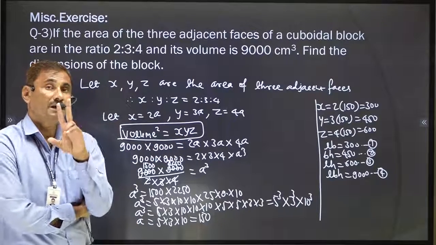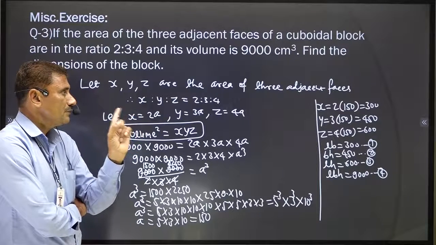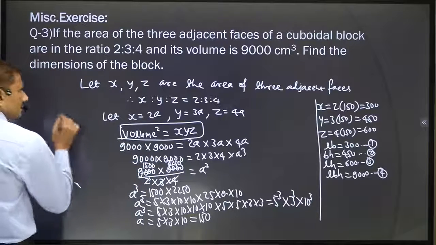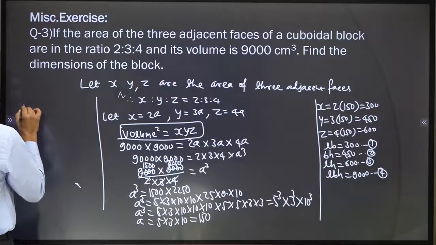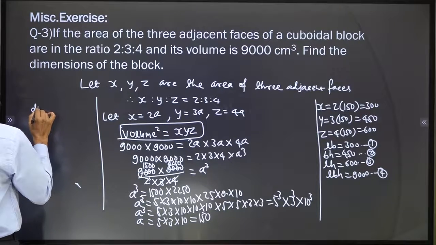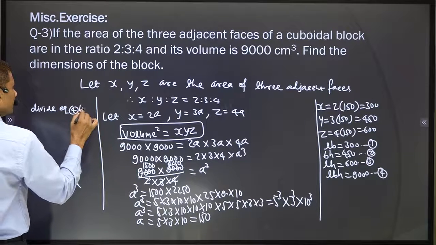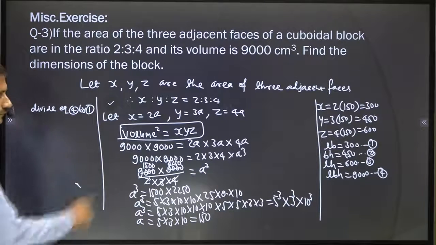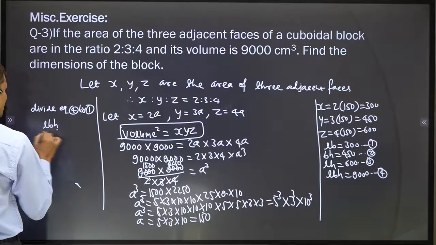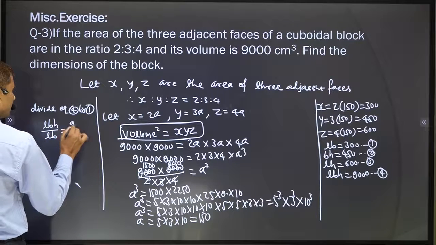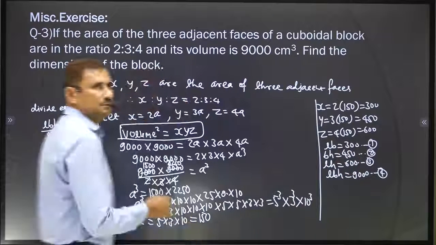So at a time take any two equations. I am taking here first and fourth. So dividing fourth by first, divide equation 4 by 1. So what will happen? Look there, 4 by 4. So there will be LBH upon LB is equal to 9000 upon 300.